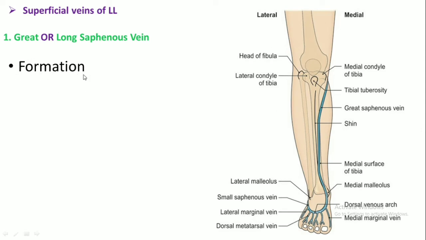We talk about the formation, how the long saphenous vein forms. It is formed by the medial marginal vein and the medial end of the dorsal venous arch. So how is the great saphenous vein formed? It is formed by the medial end of the dorsal venous arch and the medial marginal vein. This is the medial marginal vein.